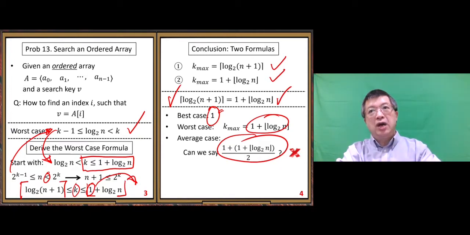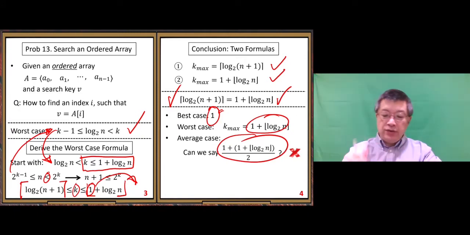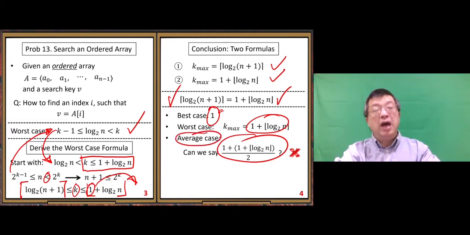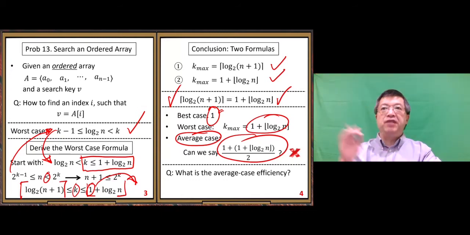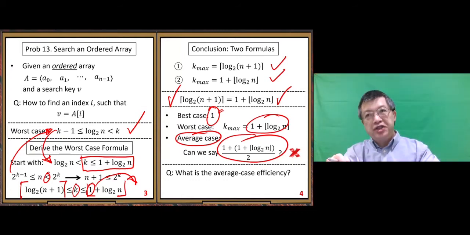Our next question, how do we find the average case? Let me ask this question. What is the average case efficiency? So our next step, we need to find the answer.